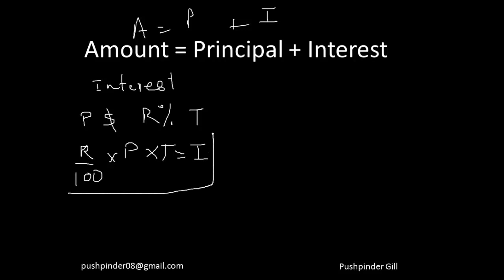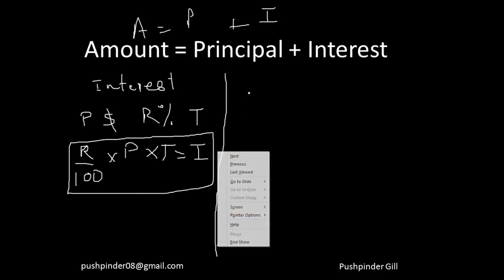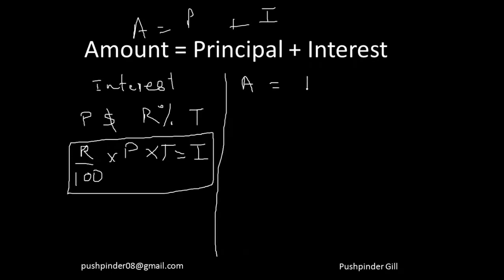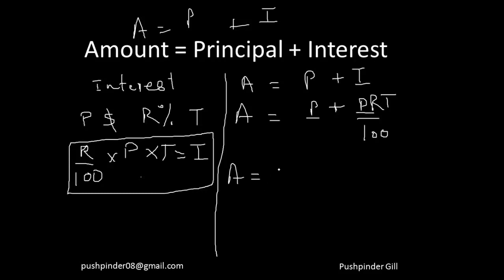So I can say that interest is equal to principal times rate times time divided by 100. This is how we calculate interest. It's principal times rate times time by 100. Now as we all know, amount is equal to principal plus interest. So what if instead of interest I add this expression here, that is principal times rate times time by 100. From this I can also say that if I take the principal common, amount is equal to principal times (1 plus rate times time by 100).